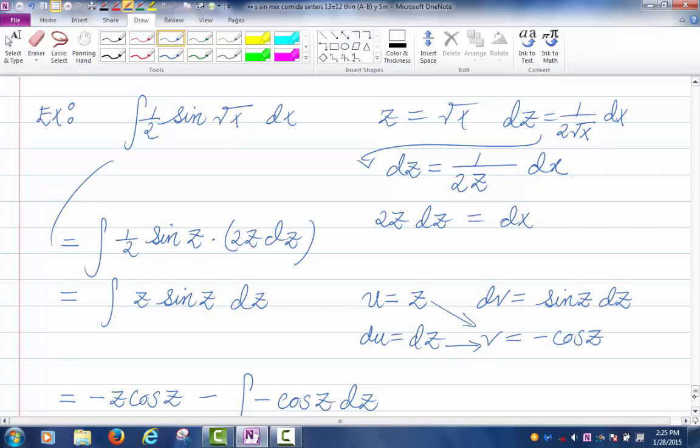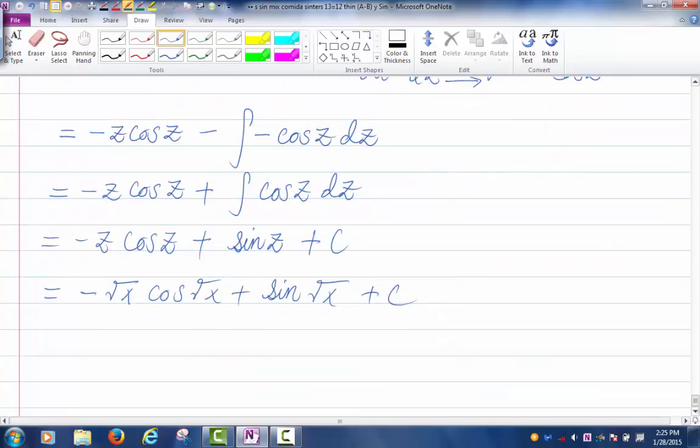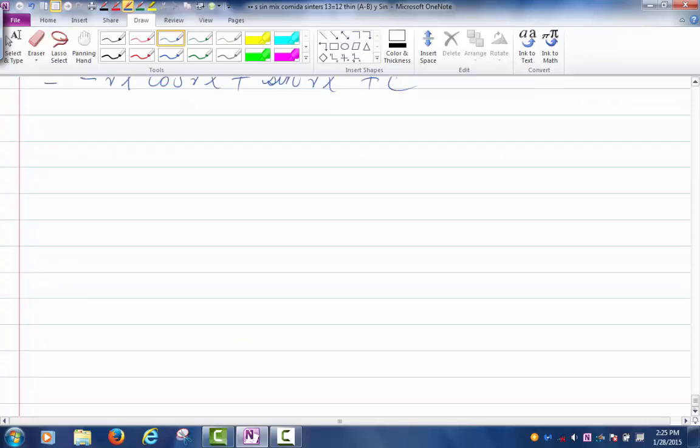Is everybody okay? So I had sine of root x. What if I have the integral of sine of x squared? Can I do the same trick? The answer is no. I cannot do the same trick. And you can try that. You'll see that you cannot do it, because the derivative of x squared is just 2x, not in terms of x squared.